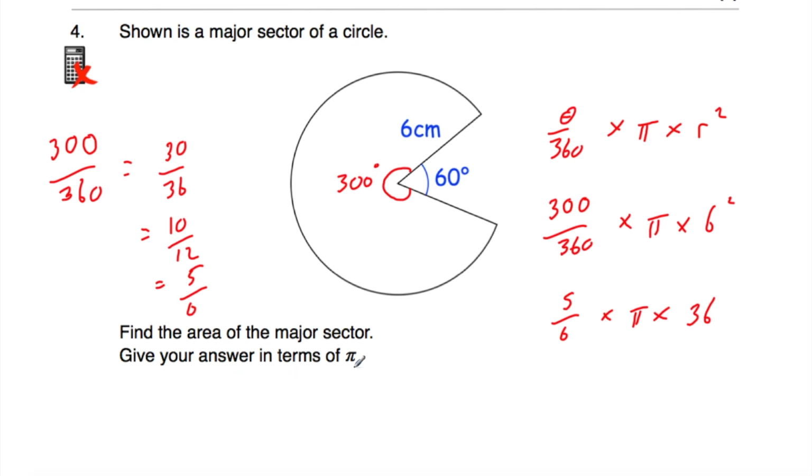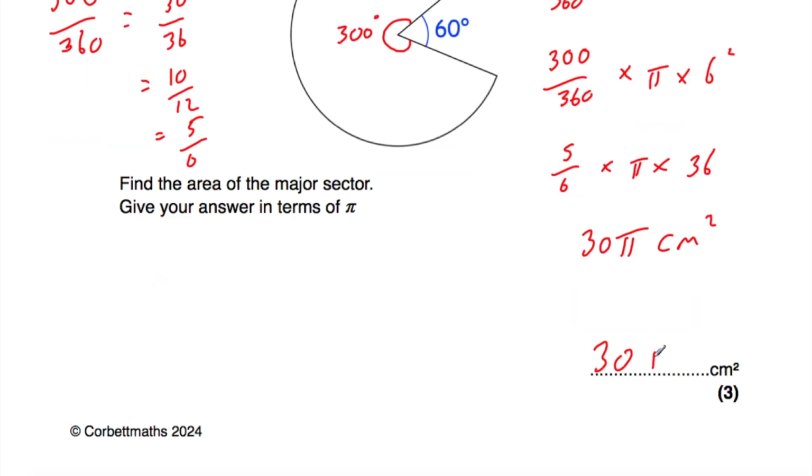But we've been asked to give our answer in terms of pi. So let's work out what 5 sixths of 36 would be. And remember, it's a non-calculator question, so we're just going to divide by the bottom and times by the top. 36 divided by 6 is equal to 6. Times by 5, times by the top, will be equal to 30. So that'll be 30 pi centimeters squared. Just checking the units. Yeah, it is centimeters, so centimeters squared. And that's it. So that's the area of that sector, 30 pi centimeters squared.